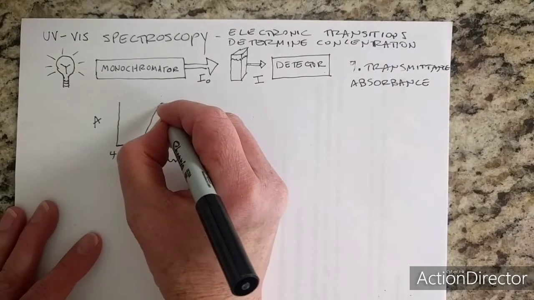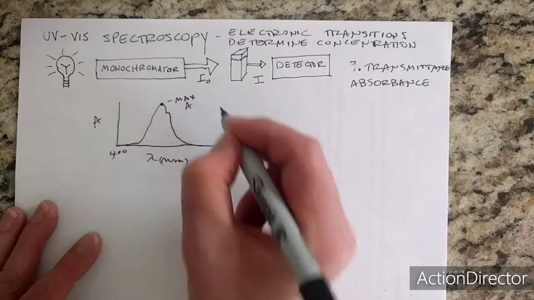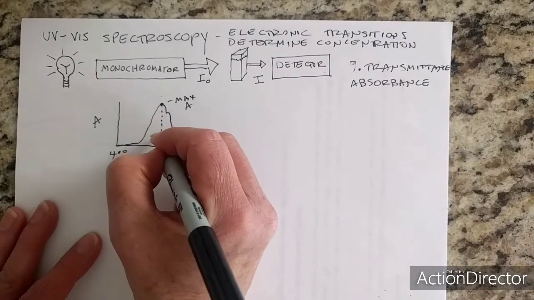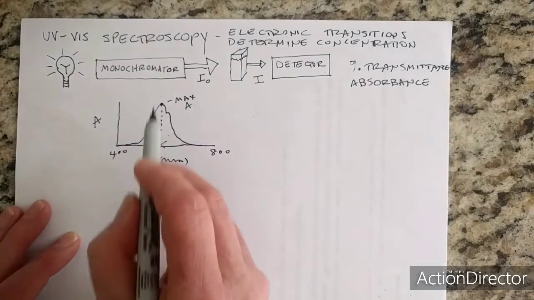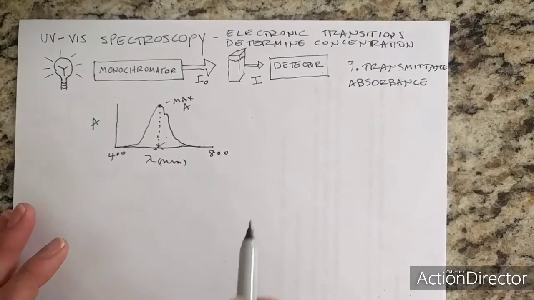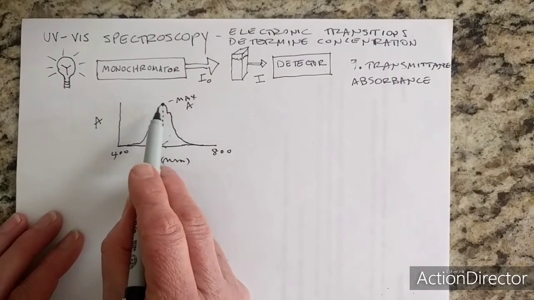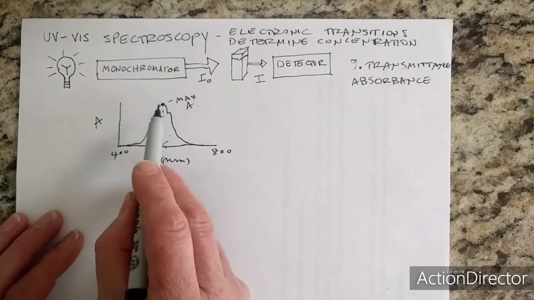So right here, this is our max absorbance, and then we would pick out the wavelength that would give us that max absorbance, and that's what we would set our monochromator to be. And we could pick anywhere kind of in this range where our sample is absorbing strongly.